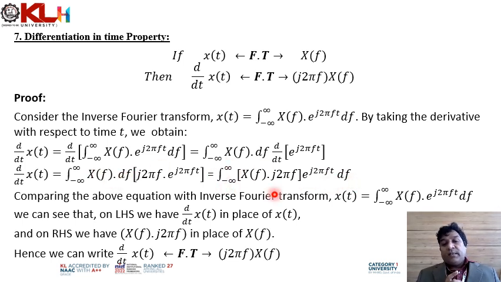Now if you see this, this is simply the inverse Fourier transform of j 2 pi f multiplied by capital X of f. Therefore, we can observe that the inverse Fourier transform of capital X of f multiplied by j 2 pi f is d by dt of x of t, which is the differentiation in time property.